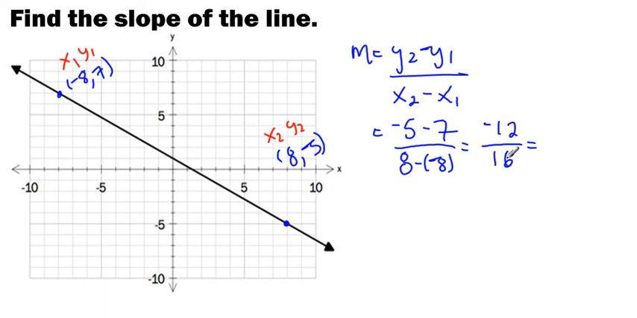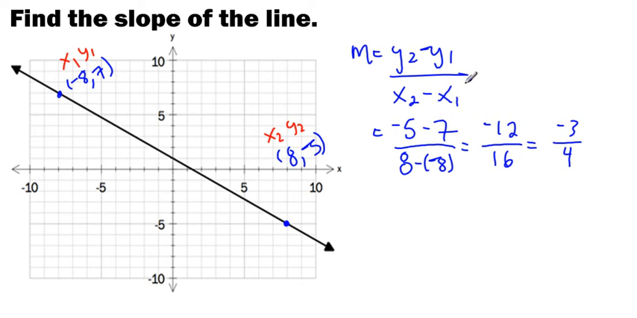Now both of these numbers are divisible by 4, so I can go ahead and do that. If I divide this guy by 4, I get negative 3. If I divide this guy by 4, I get 4. So that gives me a slope of negative 3 over 4. That's what I really like about the slope formula, guys. It's pretty straightforward to use. All you need is 2 points.